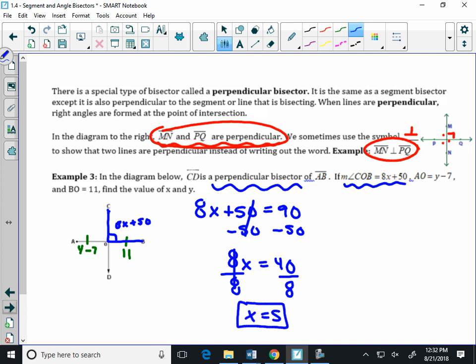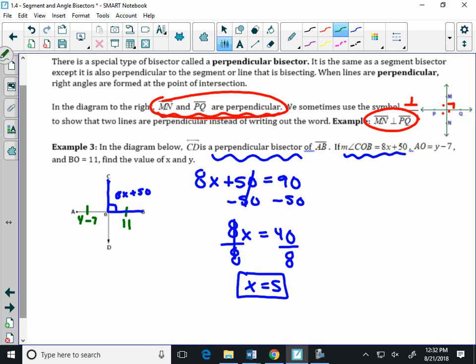Did it ask for a measurement or just ask for x? Just x, so we found it. What else do we need to find? Y. How are we going to set this up to solve for y? Good, we have a bisector, so set those segments equal to each other. Then solve. An easy one-stepper: add 7 to the other side. Y equals 18.